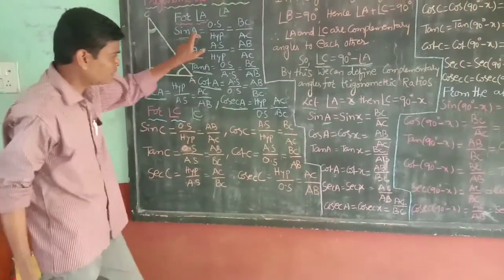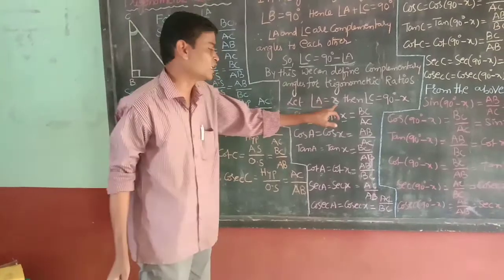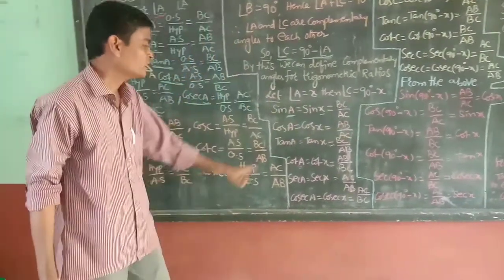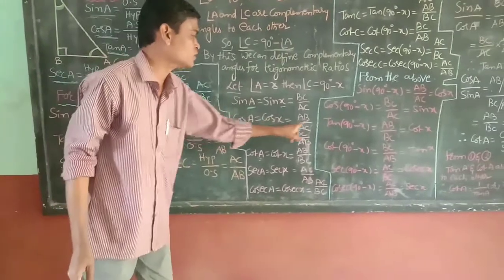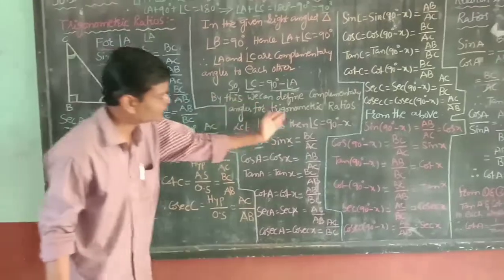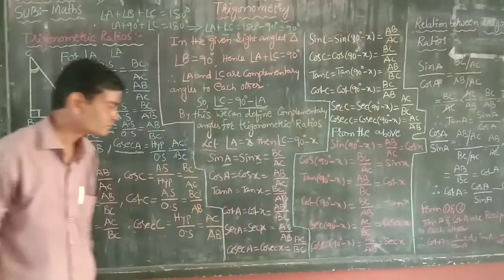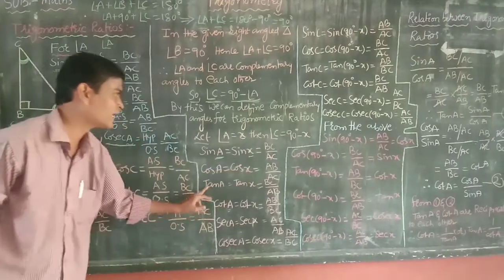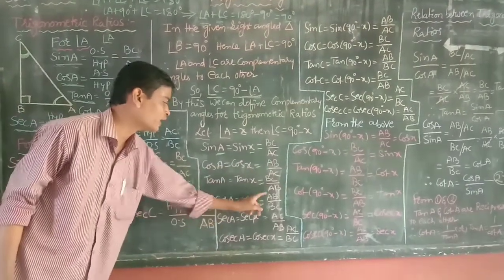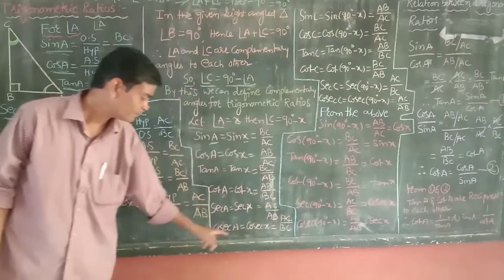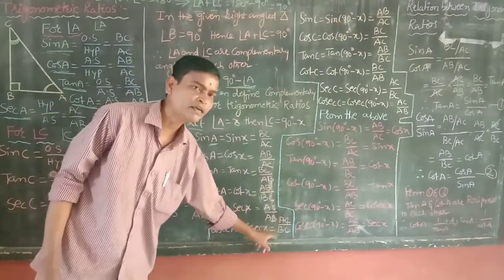Here we assumed that angle A is x. That's why sine A is equal to sine x, which is equal to BC by AC. Then cos A is equal to cos x, which is equal to AB by AC. Whatever we have defined here, the same thing we got here: sin A is BC by AC, cos A is AB by AC, tan A is BC by AB, cot A is AB by BC, sec A is AC by AB, and cosec A is AC by BC.